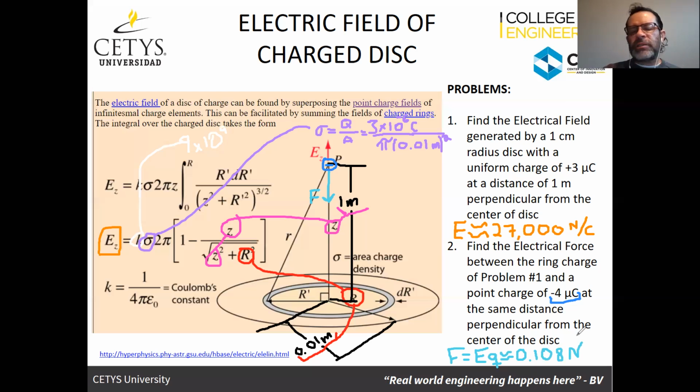Now, what could be variations of this? Well, maybe the charge of the disk is negative. What would be the only difference with the electrical field if the charge of the disk were negative? Instead of the electrical field going outwards, it would be going inwards. What if the test charge is of the same sign? Well, the only difference would be that the force would be a repulsion force, but the calculations still apply. Okay.